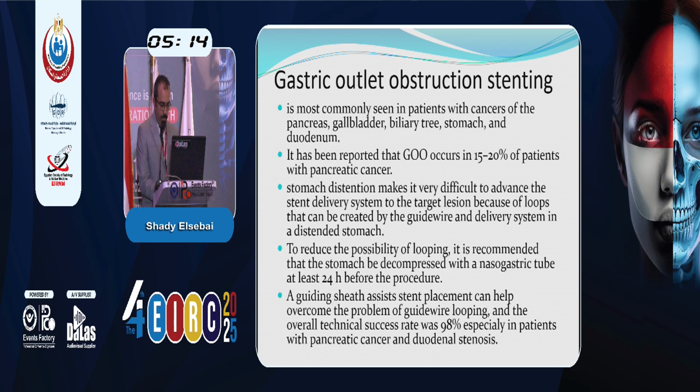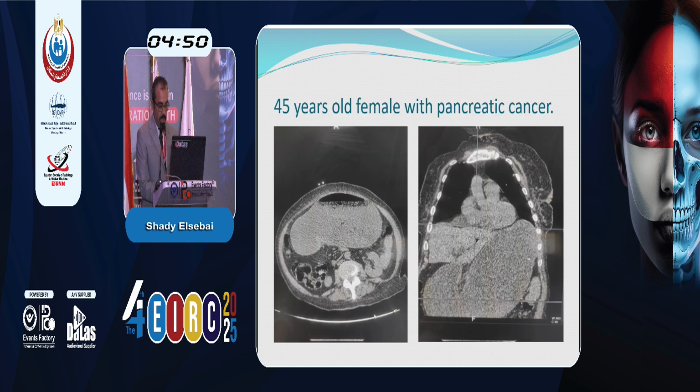To reduce the possibility of looping, it is recommended that the stomach is decompressed with a nasogastric tube at least 24 hours before the procedure. A guiding sheath assisted stent placement can help overcome this problem of guide wire looping, and the overall technical success rate was 98%, especially in patients with pancreatic cancer and duodenal stenosis.